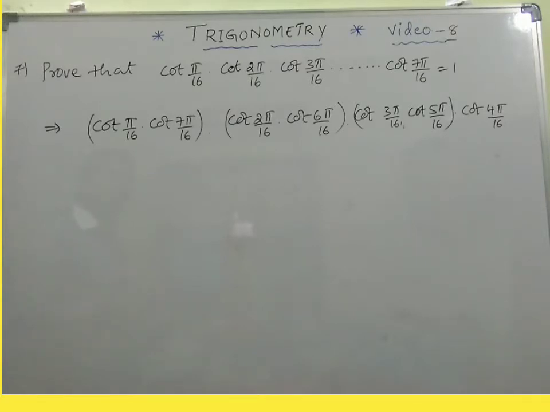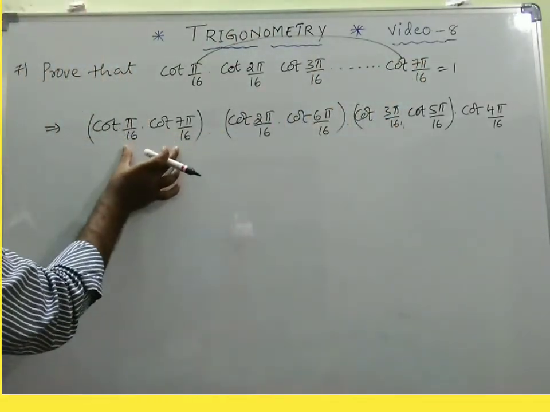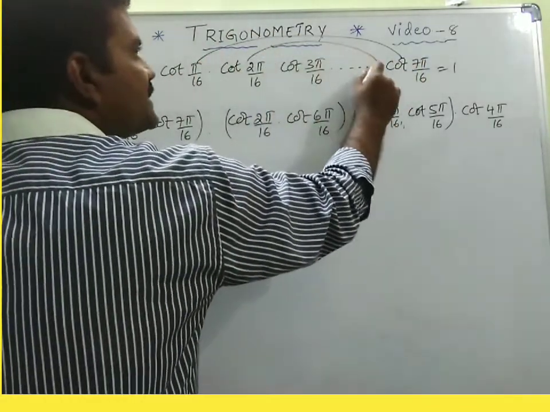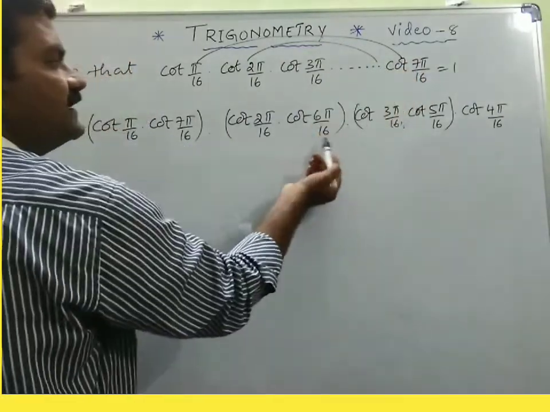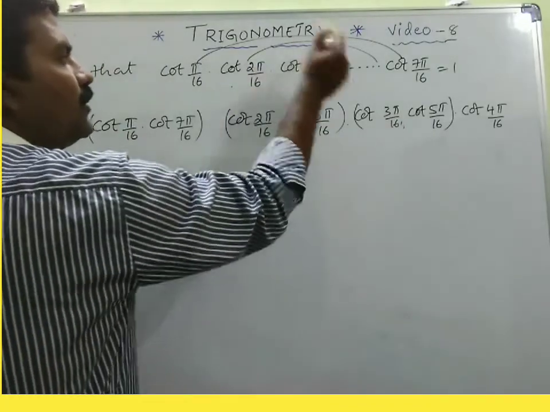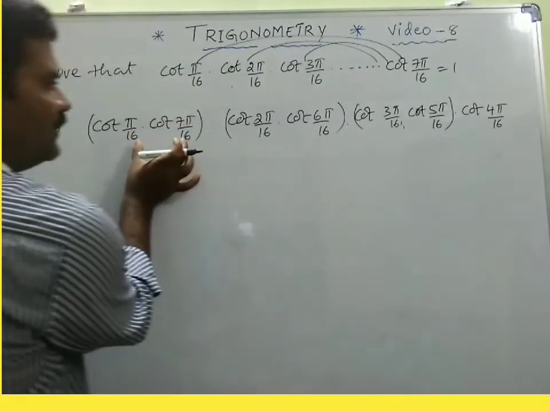So first of all, better to arrange these into pairs. I want to arrange the first and last as one pair, and the second from the beginning and second from the last, that is 6 pi by 16, as one more pair, followed by 3 and 5. Okay, and finally cot 4 pi by 16. You know why I am pairing like this? So just look here. I want to explain the first one.